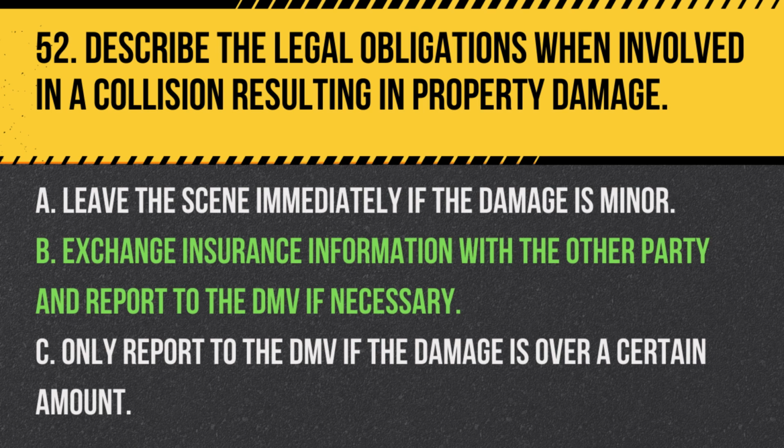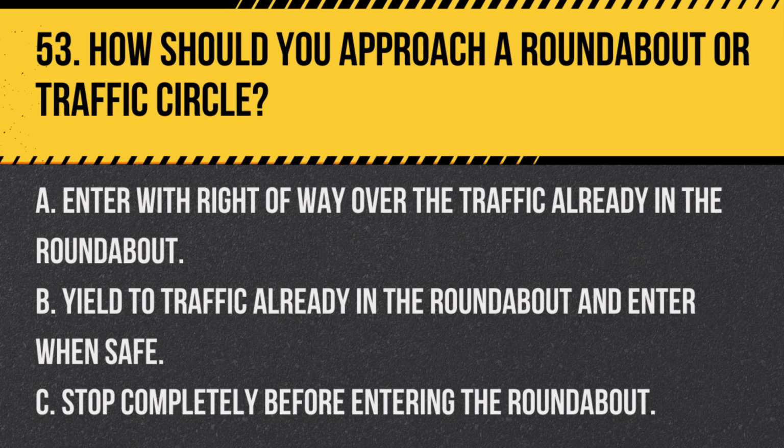Answer: B. Exchange insurance information with the other party and report to the DMV if necessary. Reporting is often required in accidents with significant damage. Question 53. How should you approach a roundabout or traffic circle?